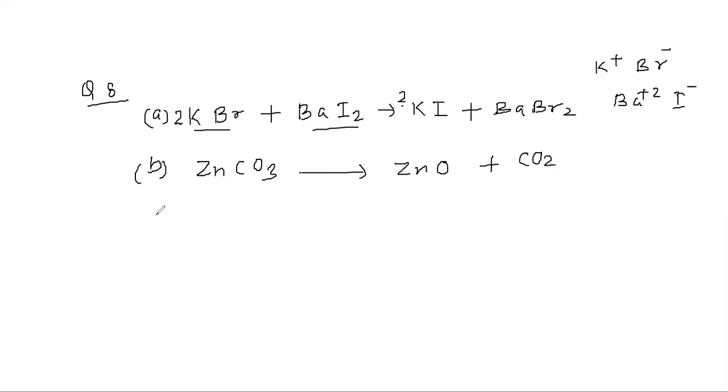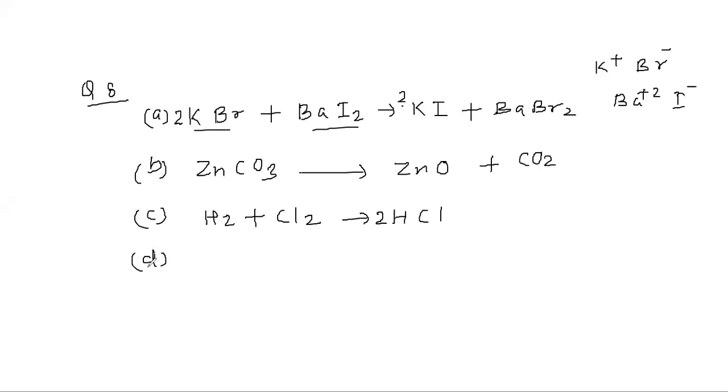Now, let's see the next example, hydrogen plus chlorine, H2 plus Cl2 gives HCl. So we can balance by putting 2. This is an example of a combination reaction.